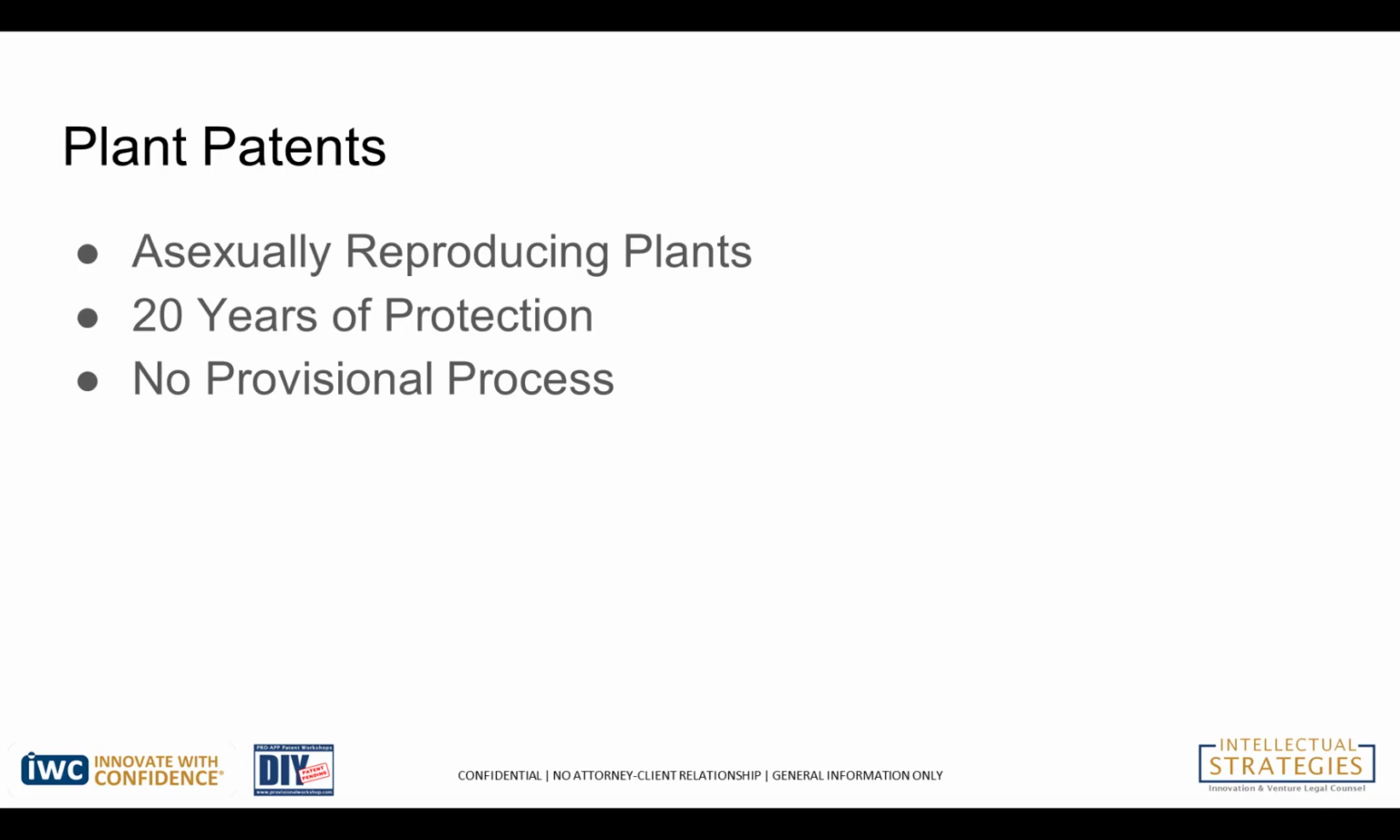So these often are grafts and those types of things of plants that have been found or have been created through other processes and then are propagated or reproduced by continuing to graft them into other plants, into other stems. Plant patents, like utility patents, have a 20-year term of protection, and again, like design patents, cannot rely on the provisional patent application process to gain an earlier filing date and priority date.